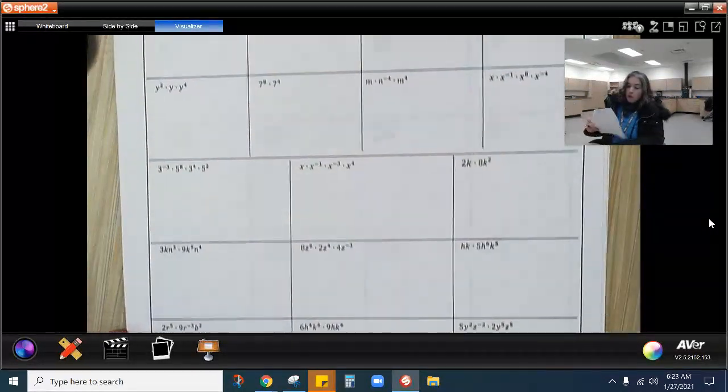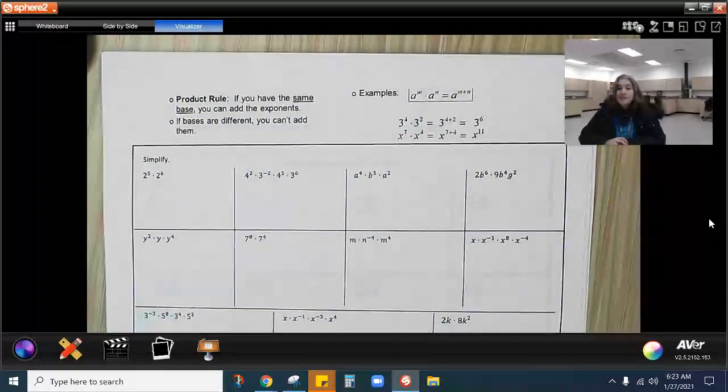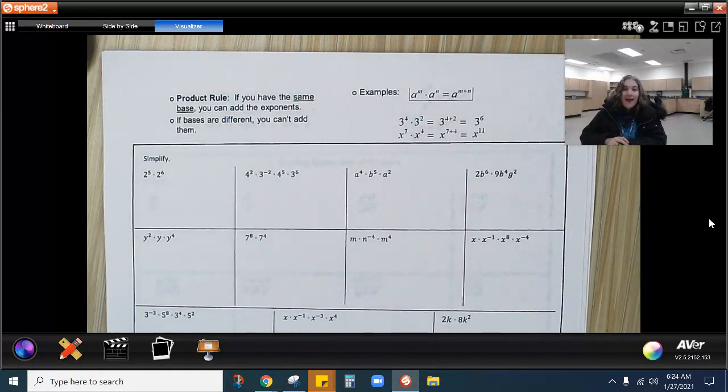So we're going to start off with our first rule. All right, there's a total of 6 of them for these exponents. And at the end, I'll give you kind of a sheet that summarizes it all. But for now, we're just going to go through the rules. So the first rule is the product rule. So if you have the same base, you can add the exponents. If the bases are different, then you can't add them.